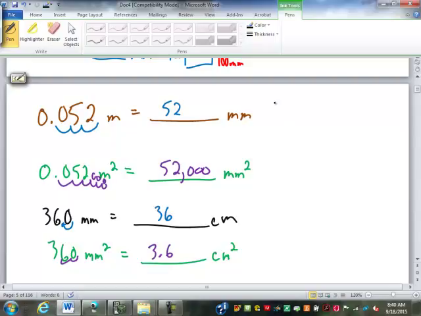Let's take 48,000 meters squared. Convert it into kilometers squared. What's that going to come out to be? Well, meters to kilometers is 3 spots to the left on the chart. So we're going to double that. It's going to be 6 spots. So 1, 2, 3, 4, 5, 6. It's 0.048.